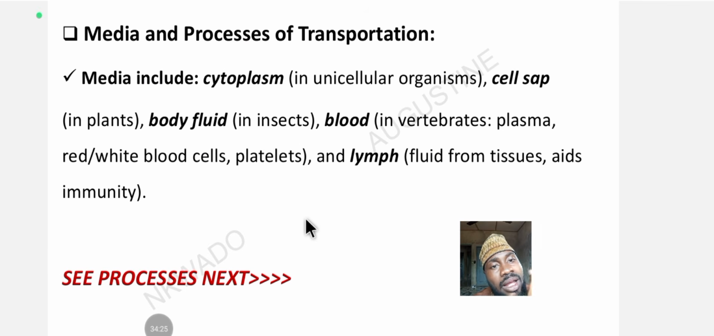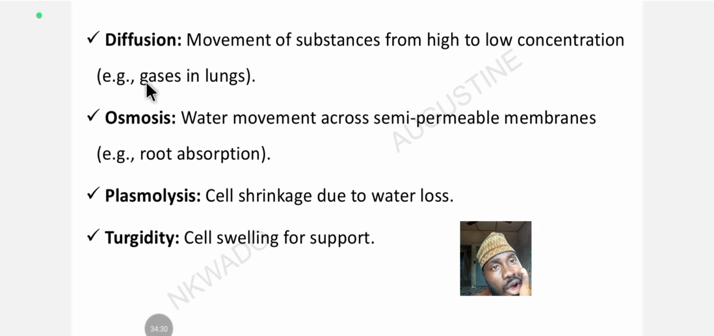Let's see processes next. The processes of transport include diffusion. This is the movement of substance from high to low concentration. For example, gases in the lungs. Where you have high concentration of oxygen gas, for example, it is going to move from that place to where you have low concentration of oxygen gas.